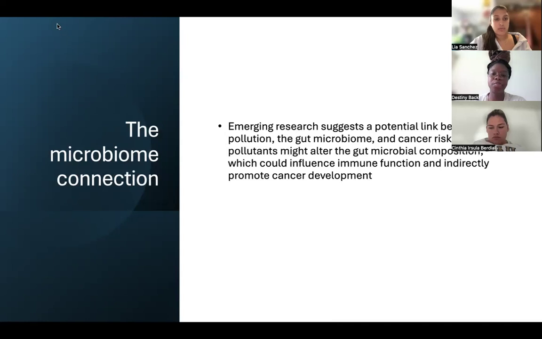The microbiome connection. Emerging research suggests a potential link between air pollution, the gut microbiome, and cancer risks. Air pollutants might alter the gut microbial composition, which could influence immune function and indirectly promote cancer development.